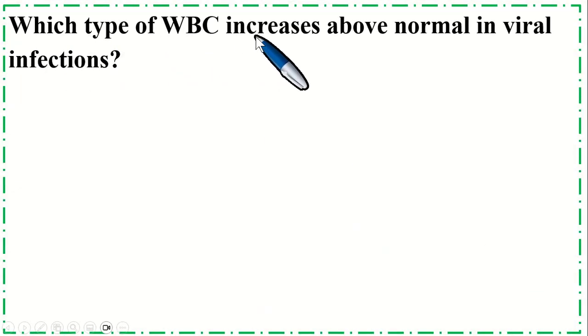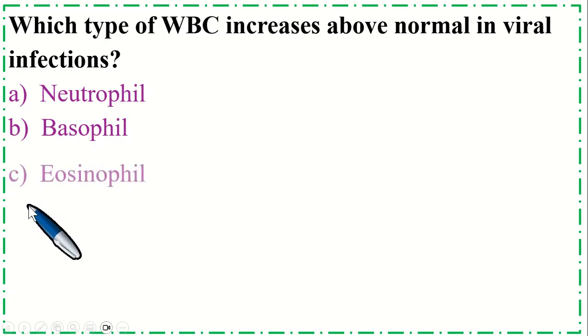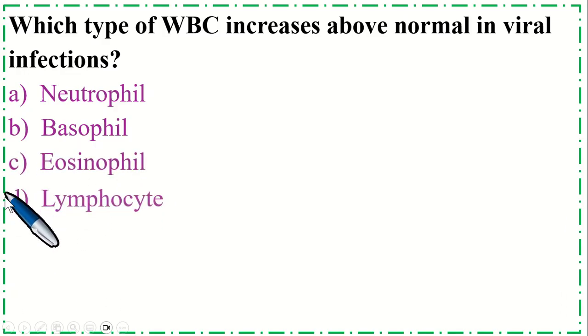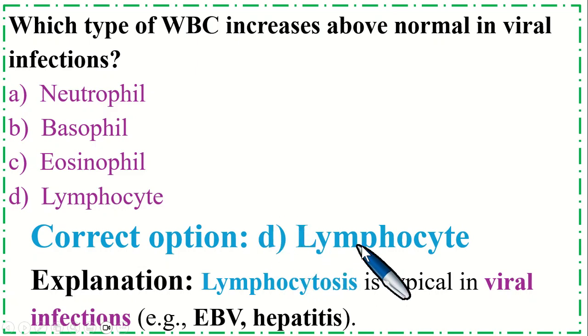Which type of WBC increases above normal in viral infections? Option A, neutrophil; B, basophil; C, eosinophil; and option D, lymphocytes. So the correct option is D, lymphocyte. Lymphocytosis is typically seen in viral infections, for example, EBV and hepatitis.